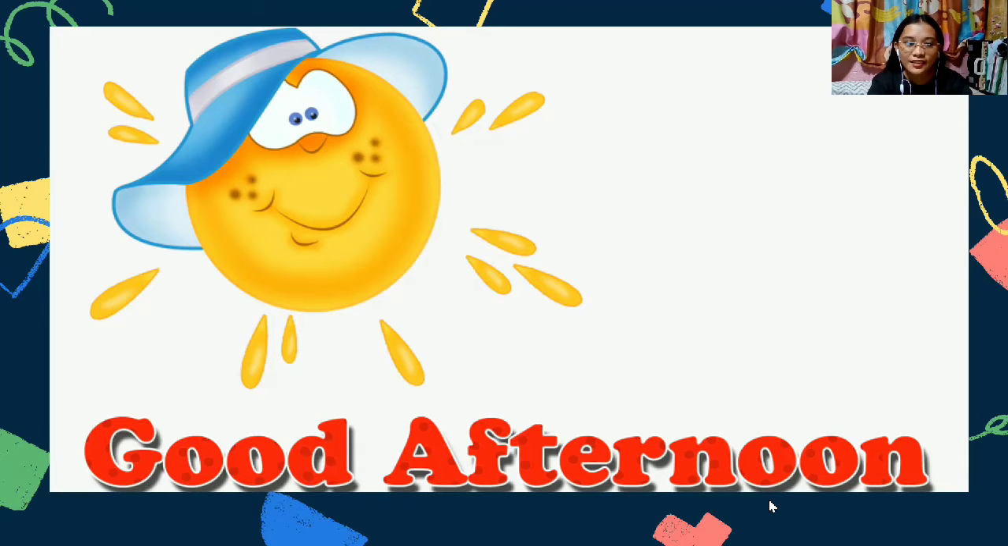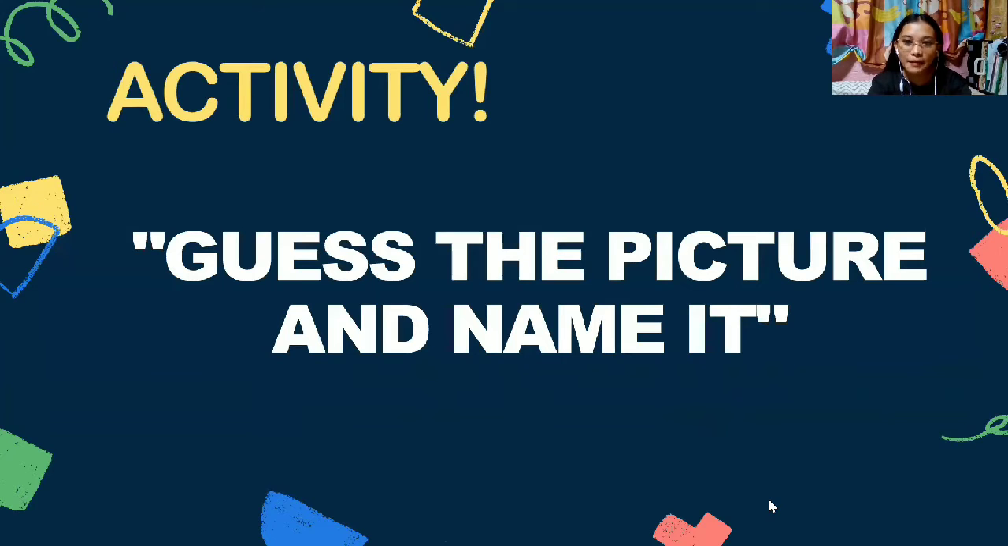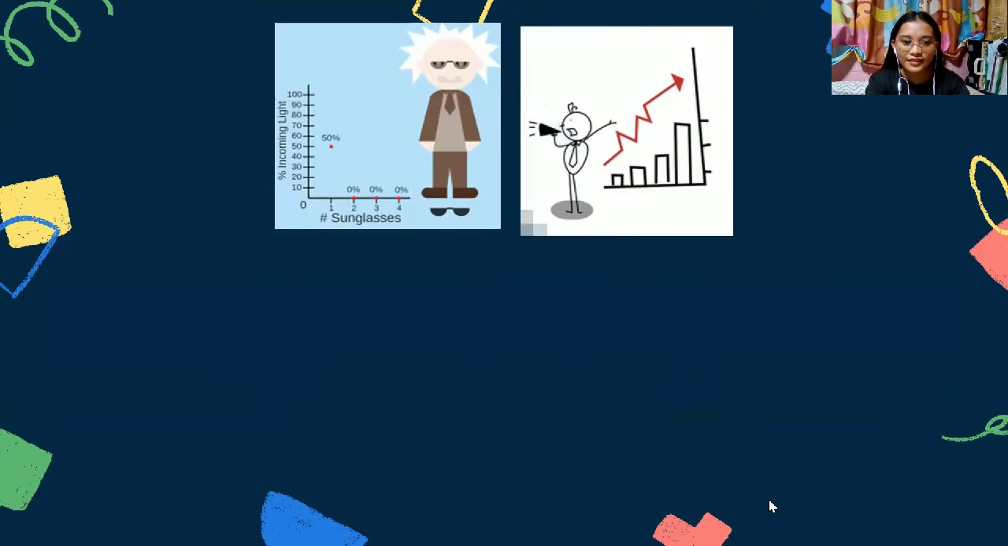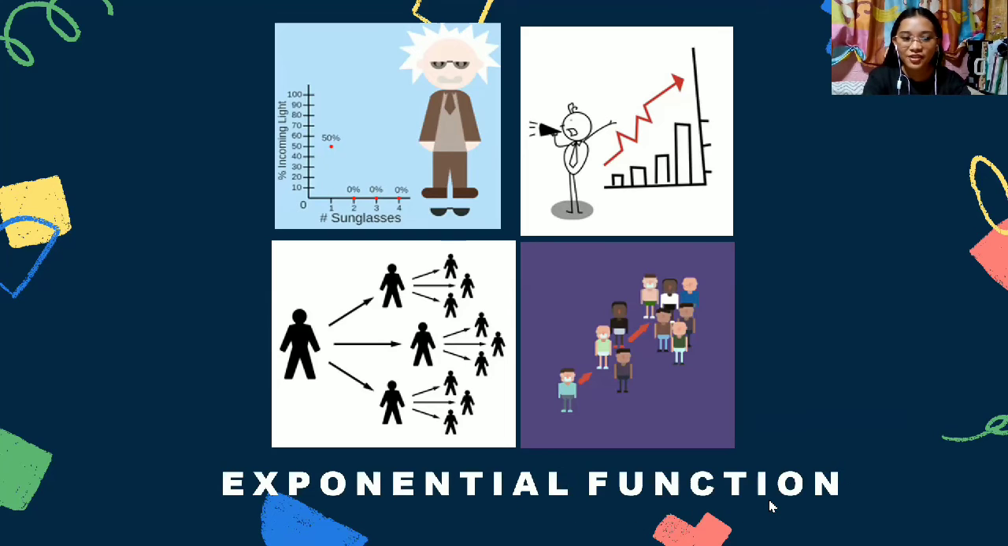So now, let's have an activity. Guess the picture and name it. I will be flashing the pictures on the screen and you will be guessing it. The first picture, second, third, and the last one. What have you observed from this picture? Okay, very good. This is exponential function.